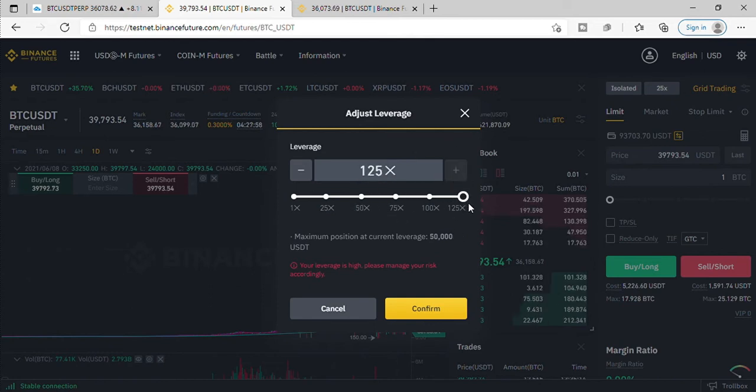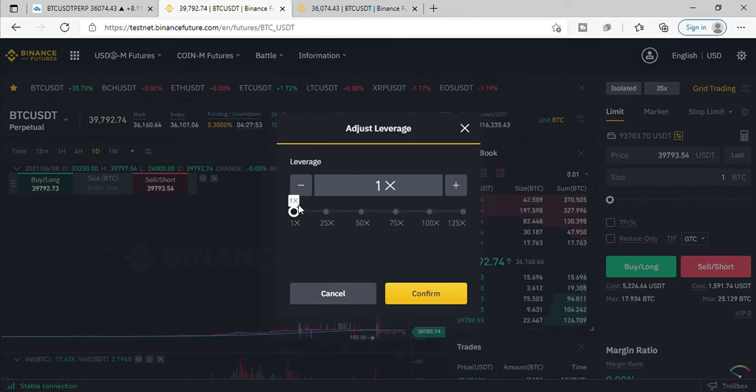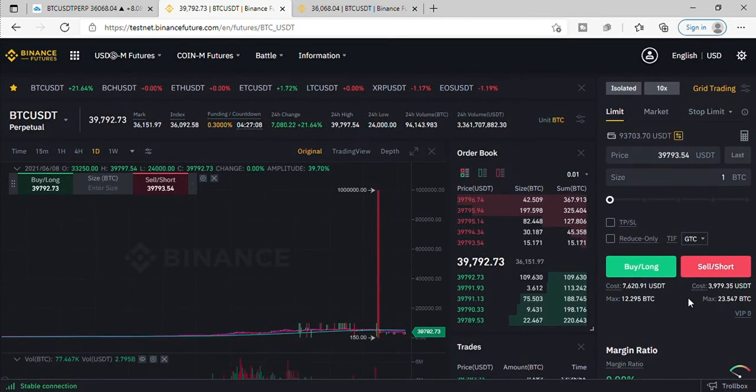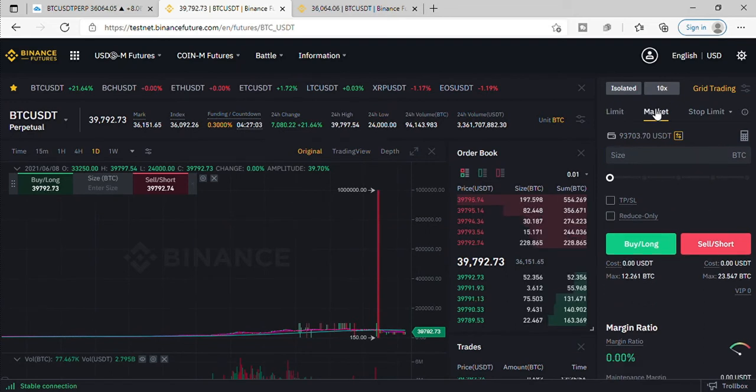The maximum leverage that you can use here, you can see, is 125. Minimum is 1x. Stick with 10x for now. Okay, so let's enter the trade right now. I just want to show you how this works. So I'm going to use market so I can just enter right away. Okay, and we're using 10x, and I'll use, let's say, 0.4 Bitcoin. That's how much I'm going to use, and that is going to cost me 1,591.